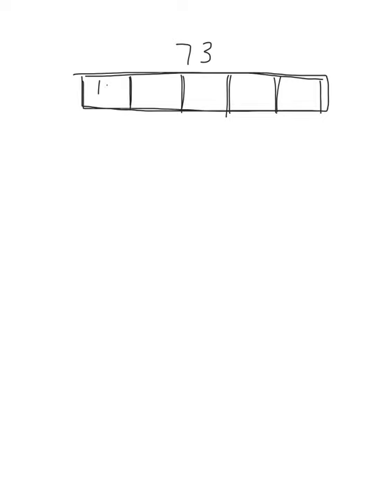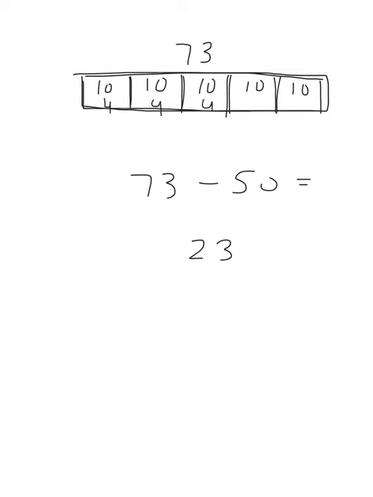So we know we could give everybody 10. Because 5, 10 is 50. So if I started with 73 and I give everybody 10, I gave away 50 M&Ms, so I still have 23 M&Ms left. So I could give everybody 4. 4, 8, 12, 16, 20. So I have 3 M&Ms left.